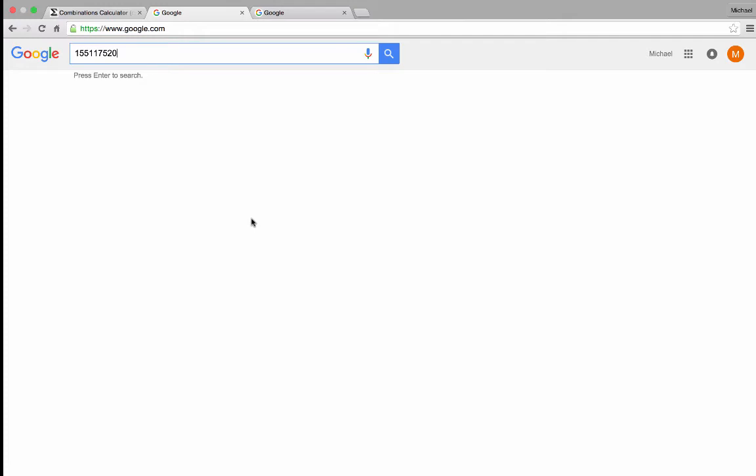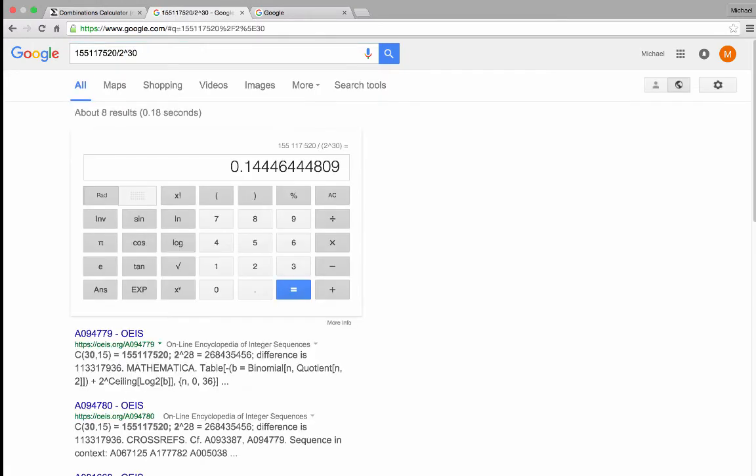So this number we just found as the value of 30 choose 15 divided by 2 raised to the 30th power. So this caret means exponents. And let's see what Google tells us. Behold, this is the probability that we're looking for. This is the answer to our question. This is the probability that on 30 flips of a fair coin, the number of heads equals the number of tails.